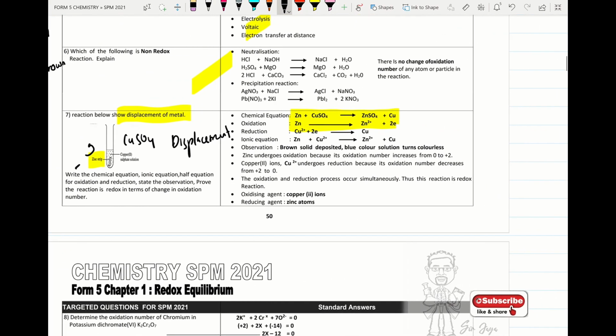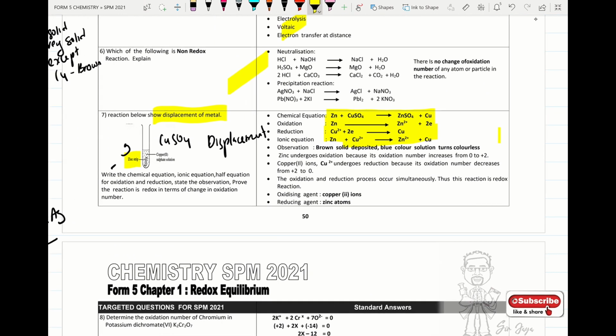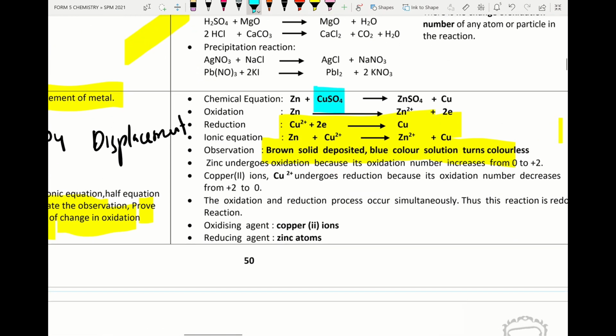Now try to check this question. The ionic equation and half equation are given, so please check the observation that is given. Prove this reaction is redox in terms of change in oxidation number. The observation: brown solid deposited, and the blue copper 2 sulfate solution turns colorless. Please remember it is a blue solution that turns to colorless. Now check the oxidation number.